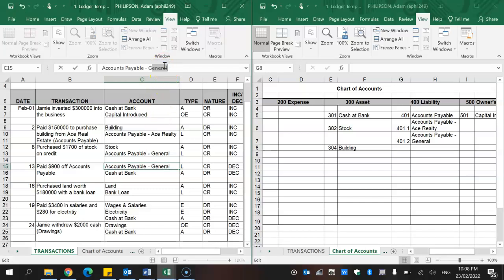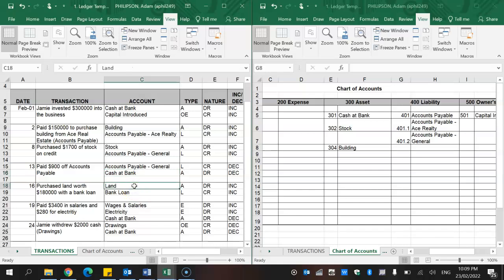How about while we're going here, let's just change that to general so we're not going to confuse ourselves a little bit too much. Okay. We keep coming down. Where we get a double up with an account that we've already used, we don't have to put it in again. Okay, we've already got it. So that one's already used, so don't put it in again. Cash at bank, we've already used, don't put it in again.